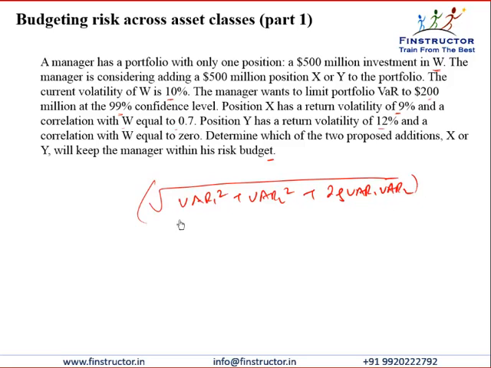We could do it like this, or we could compute the sigma of the entire portfolio with that elongated formula and then do 2.33 times the sigma of the portfolio, and then multiply it with 1000 million or 1 billion, and again see which of the two methods gives us a VaR estimate of less than $200 million.